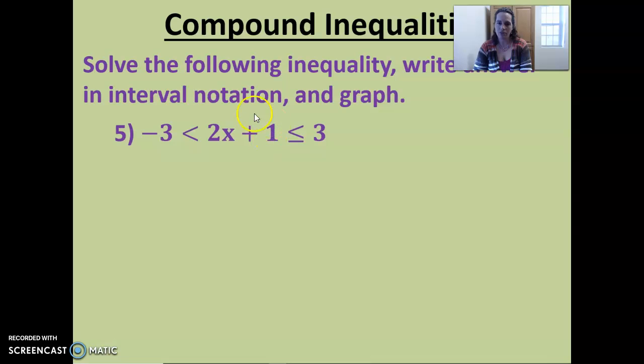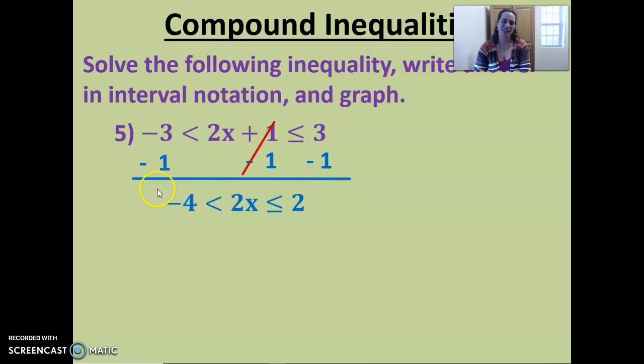Now, we are going to solve for x, which means we're going to have to get rid of the 2, we're going to have to get rid of the 1. But do the 1 first. It's a +1, so let's subtract 1 from all 3 sides. So we're getting -4 less than 2x is less than or equal to 2. And now you can divide by 2 on all 3 sides. So you get -2 is less than x is less than or equal to 1.